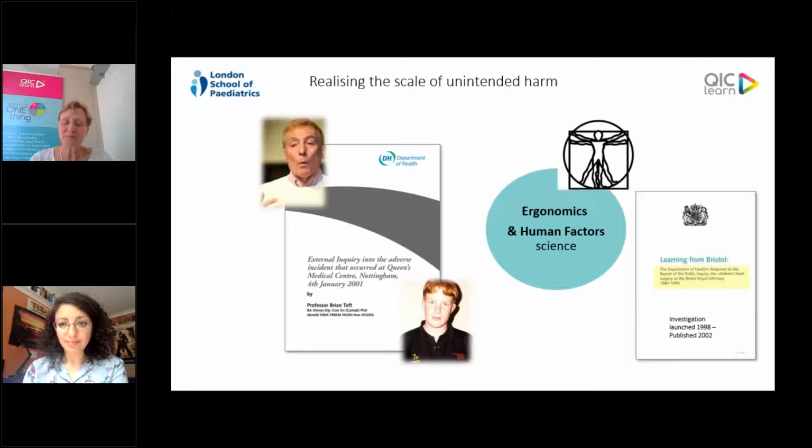In the following year, Liam also oversaw the publication of Learning from Bristol. And this was the Bristol inquiry into the deaths of children who'd had cardiac surgery. Now, this was a very different type of incident, if you like. It involved many people, as did the vincristine injections, but these people were all in the same trust. And actually, this was a far more systemic, far more complex problem, which something like the Swiss cheese model doesn't really help us get in and understand quite what went wrong here.